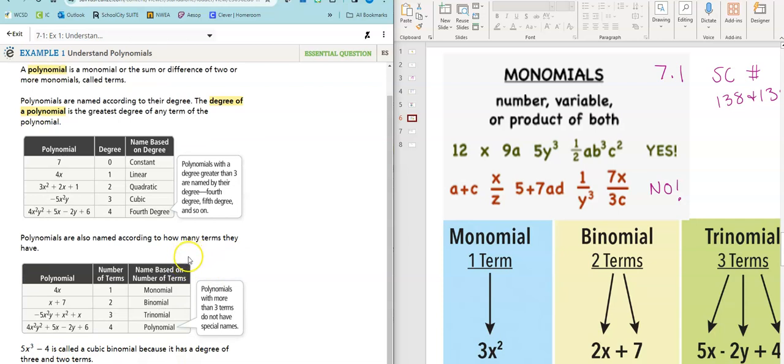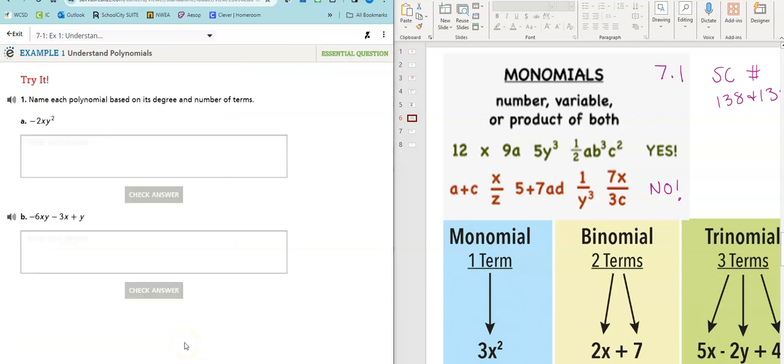Polynomials are also named according to how many terms they have. And this is what we were looking at over here. So a monomial, binomial, trinomial, and if it has more than 3, we just call it a polynomial. So 5x to the third minus 4 is called a cubic binomial because it has a degree of 3 and it has 2 terms. That was a lot of information, but can you go ahead and name each of these polynomials based on its degree and number of terms? If you need to go back in the video and look at those two tables, go ahead and do so.